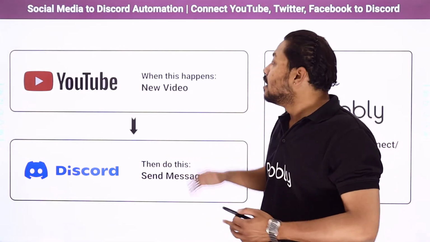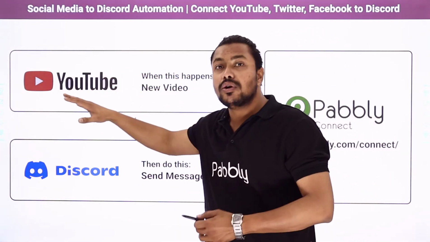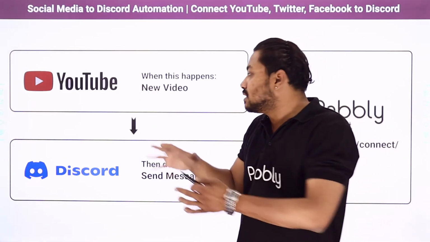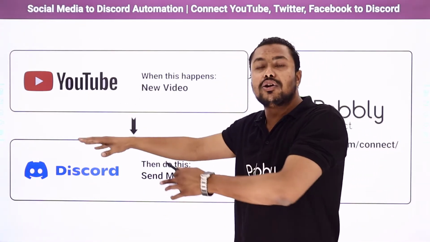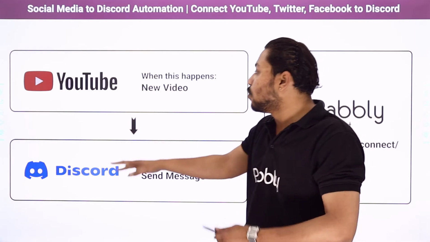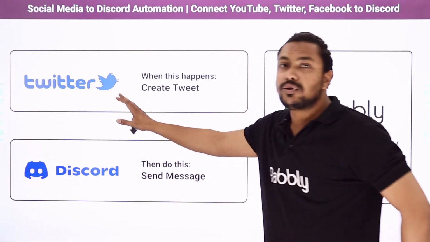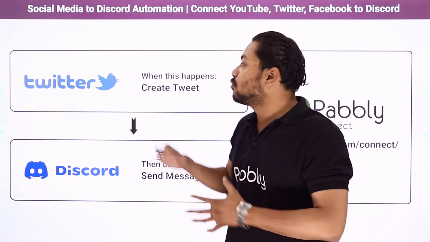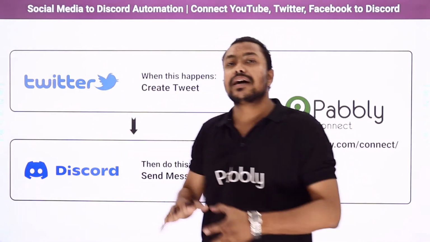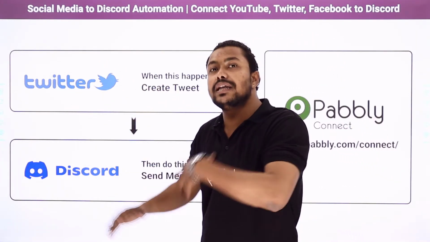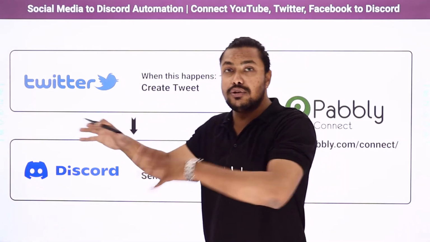Now what will happen is, whenever we have a new video, an automatic message will be sent to a particular channel on your Discord, where we are going to name separate channels YouTube, Facebook and Twitter. The content of Twitter will be posted to the Twitter channel, the content of Facebook will be posted to the Facebook channel, and the content of YouTube will be posted to the YouTube channel.